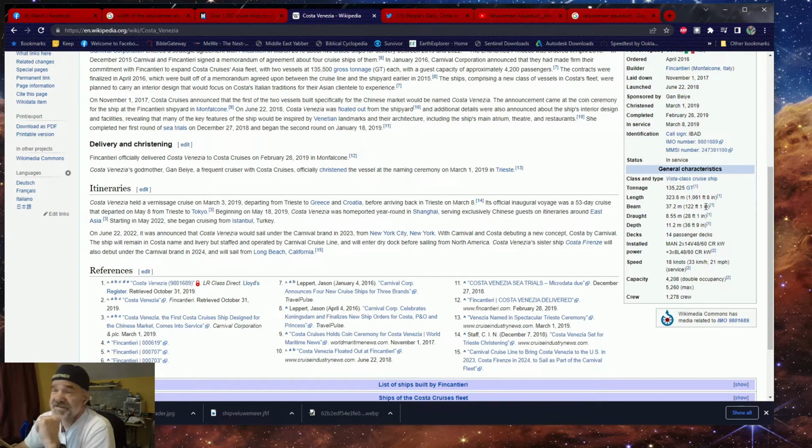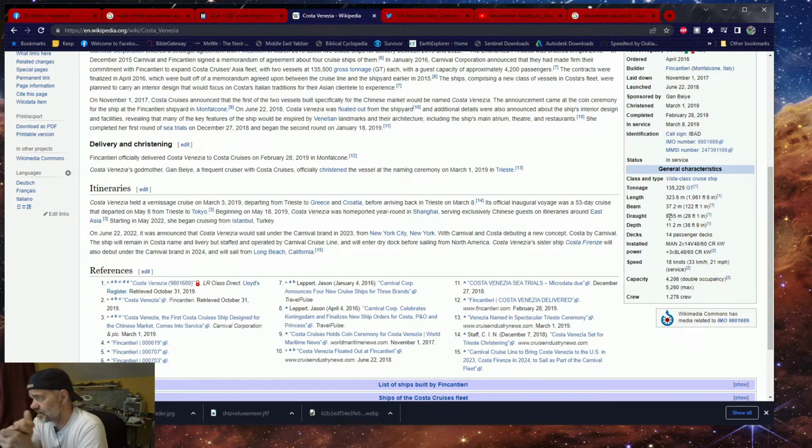Okay, so the ship itself is 323.6 meters long. Its width at its widest point, known in ship language as the beam of the ship, is 37.2 meters. And the draft, or the draw, depending on how you want to pronounce it, is 8.55 meters. All right, the draft of a ship is the depth of the ship in the water. So it's from the water line to the lowest portion of the ship. Okay, that's the draft. And in this case, it's 8.55 meters.